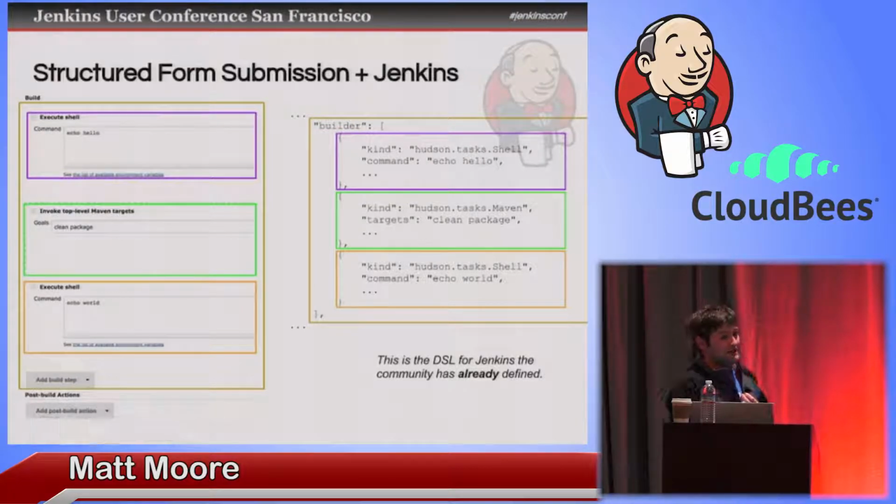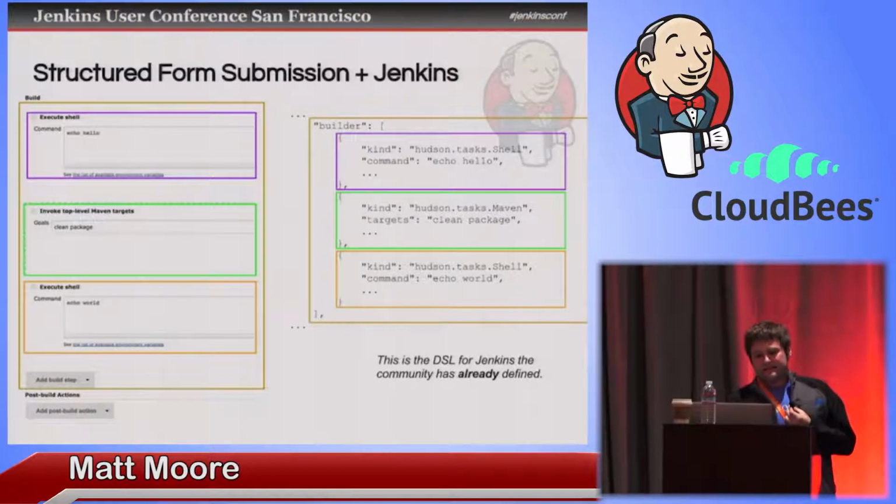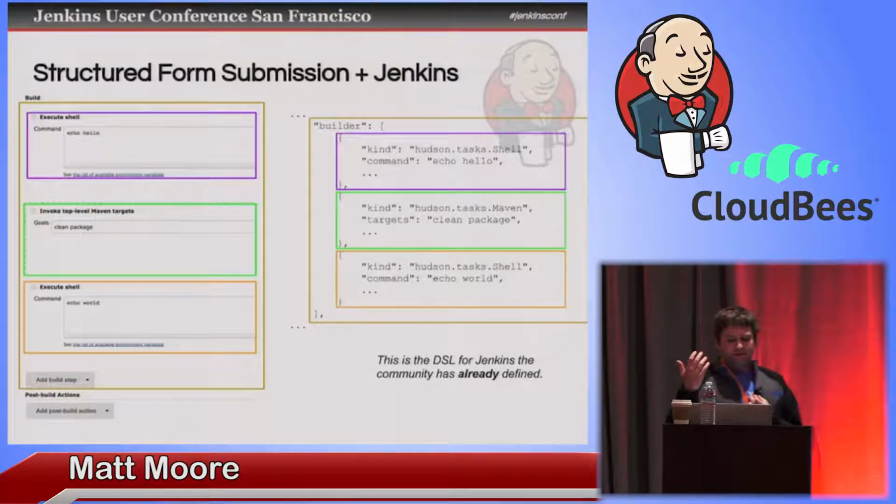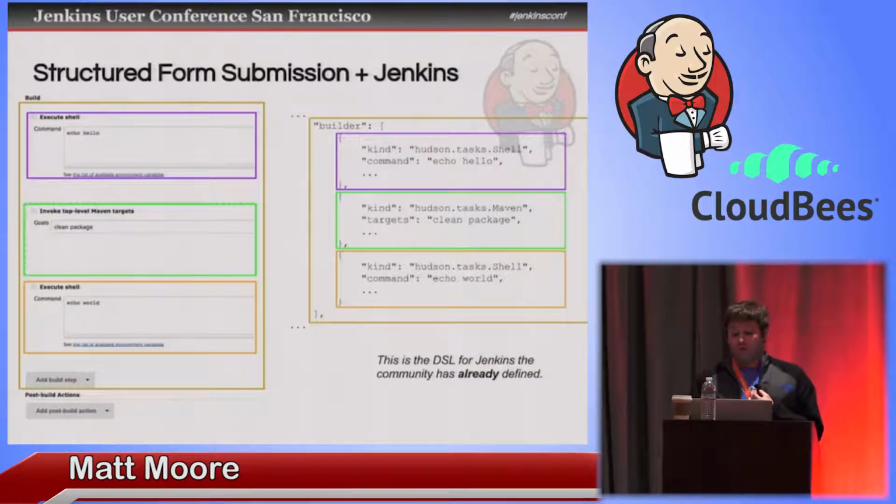If you look on the left-hand side here, this is just a freestyle job. It has 3 steps. Hopefully you can see it. I don't think I can zoom it very well. And when you hit save, it submits the JSON object at the right, which I've pretty printed and scrubbed some of the superfluous stuff out of. But you can see that I've color-coded. The purple box is a shell step. You can see it says echo hello. Middle step's a Maven step. It says I'm running the targets clean package. And the third step is another shell command, which just echoes world.